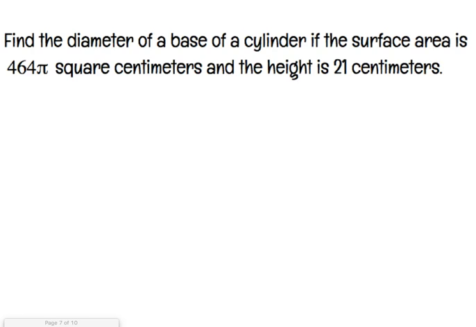So we are looking for the diameter of a base of our cylinder if the surface area is 464 pi, and we are given the height is 21 centimeters. So really we're working backwards to find our radius. We all love to work backwards. So let's start off with our formula. So we're looking for our radius.